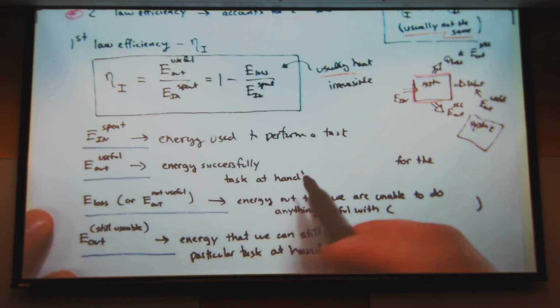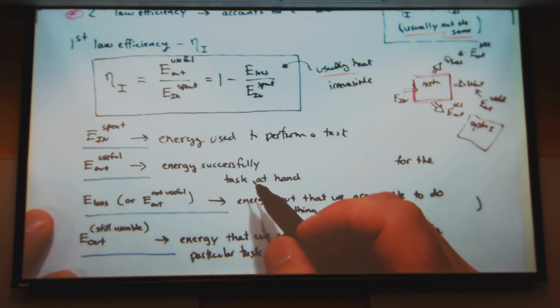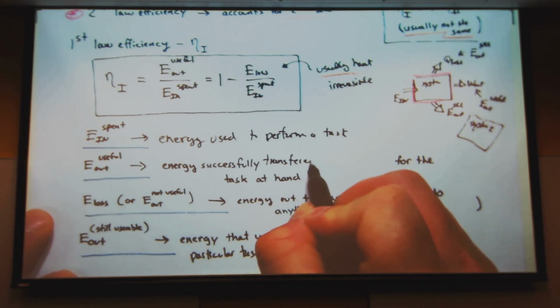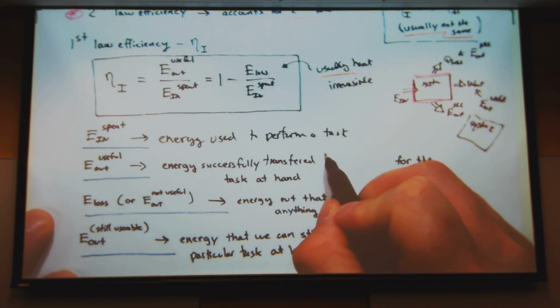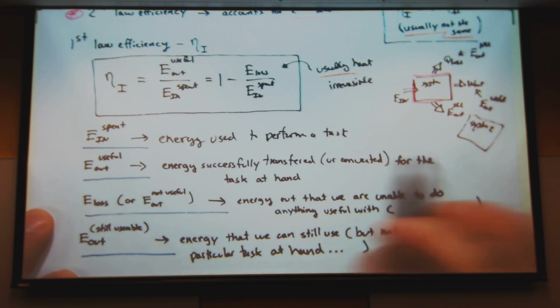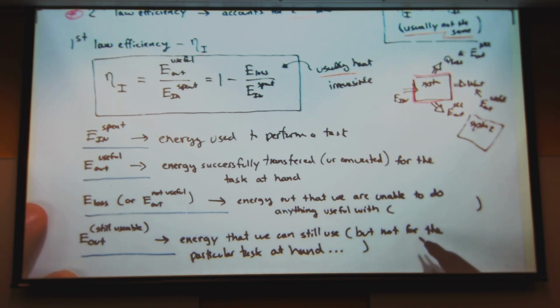So energy out useful, energy successfully transferred, I said this in words, or converted for the particular task at hand. And then the energy loss, it's energy out that we weren't able to do anything useful with. And I'll just do an example. For example, irreversible heat.